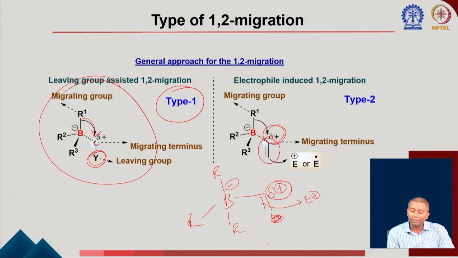Also there are examples where you can take a radical here. You have already learned the radical chemistry. Now if you have a radical here which can add to this double bond, that will generate a radical next to this boron carbon, and now that radical can become a carbocation. If someone can take the radical from there and make a carbocation, that can also allow this 1,2 migration from the boron to the carbon to take place.